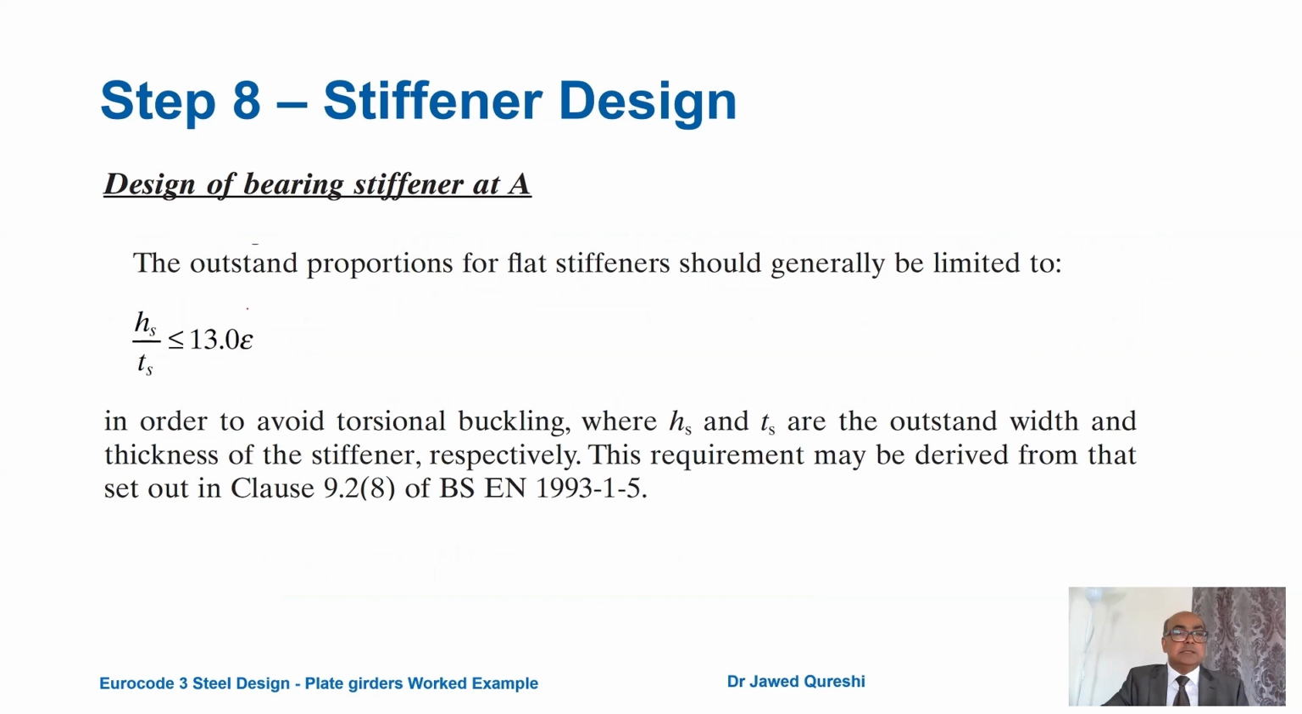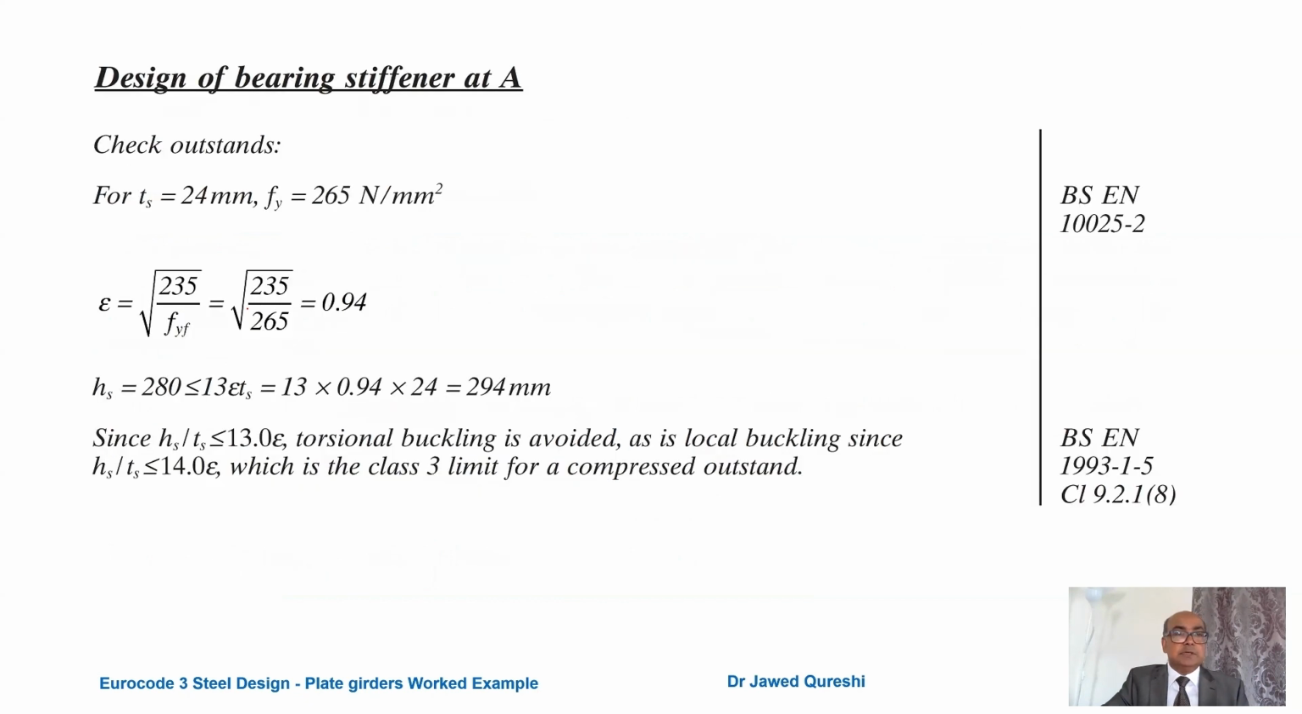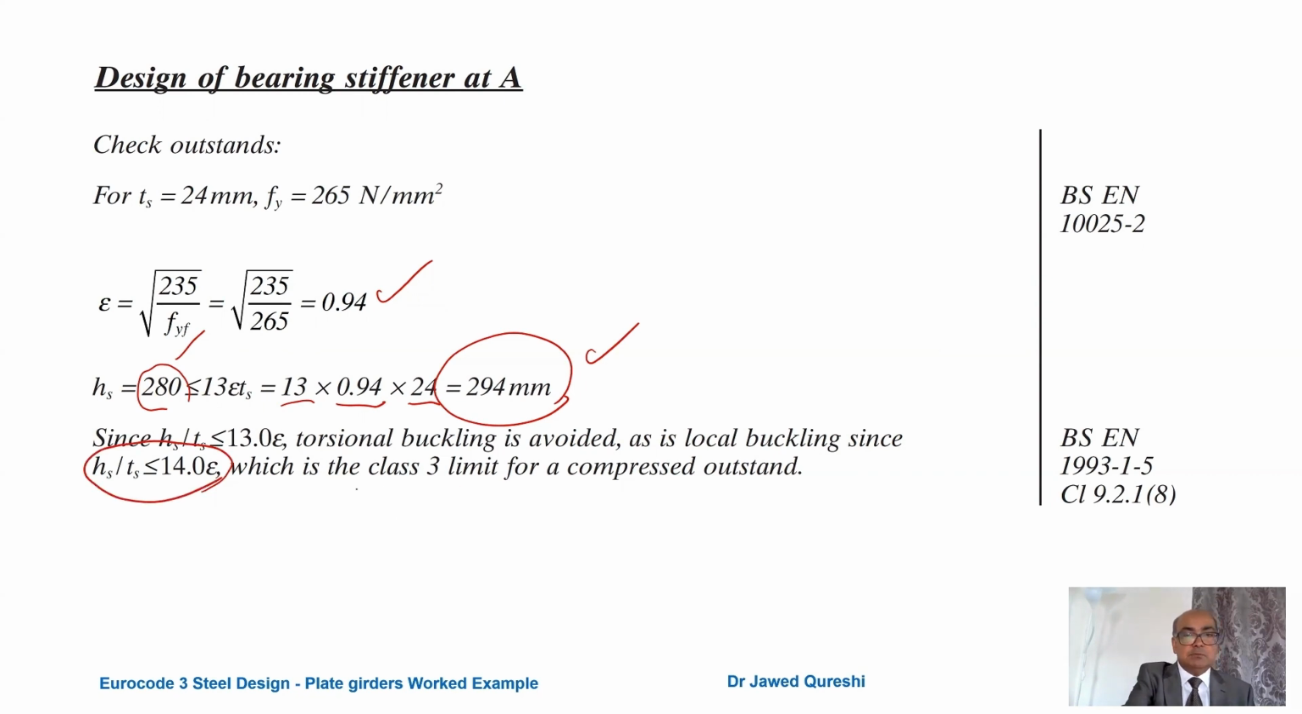HS over TS should be less than 13 epsilon. This is the first thing that we need to ensure. So working out epsilon is 0.94. So HS is 280. This should be less than or equal to 13 epsilon TS. So 13 times epsilon 0.94 times TS 24, this is 294. So HS is less than or equal to 294, which means that the torsional buckling is avoided, as is local buckling, since HS over TS is less than 14 epsilon, which is the limit for class 3 compression flange outstand.